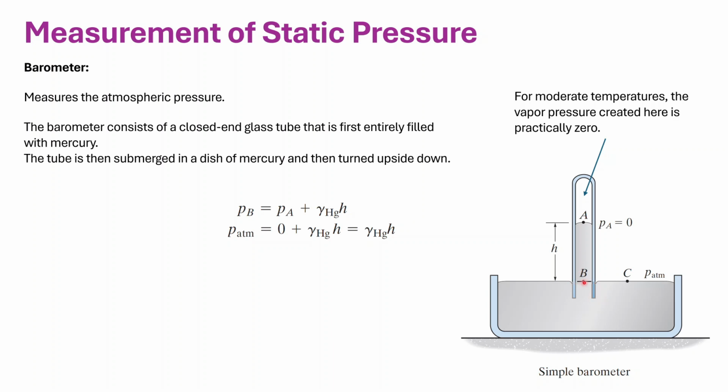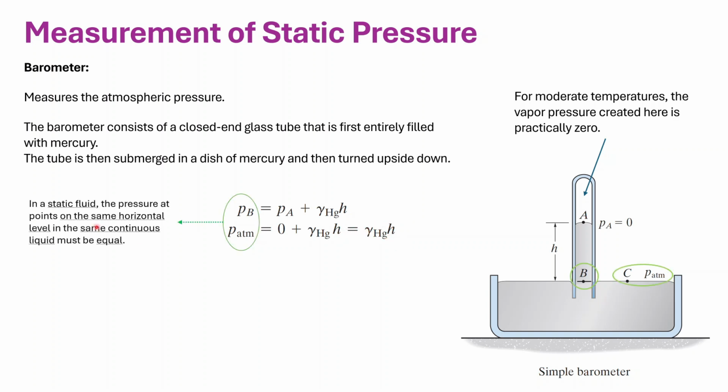Pressure at B is equal to pressure at point C, which is open to the atmosphere. So we can write PB equals P atmosphere plus gamma Hg times H, where P atmosphere equals zero, because here we said pressure is very close to zero, so PB equals gamma Hg times H. In a static fluid, the pressure at points on the same horizontal level in the same continuous liquid must be equal. So that's the reason that we can say P at point B equals P at point C.